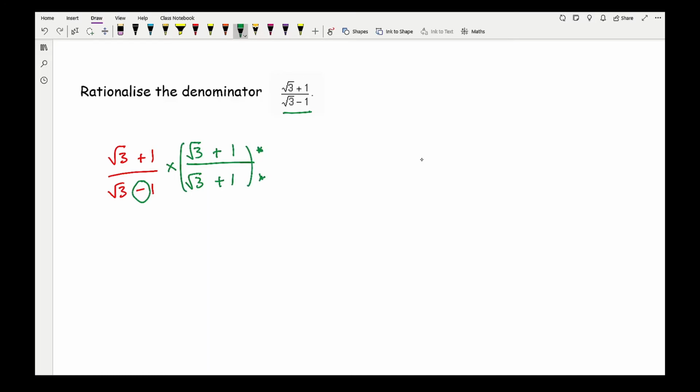Otherwise, you will actually change the value of the fraction. So working through this, I'm going to incorporate some double brackets. So I've got root 3 plus 1, and I've got root 3 plus 1, all over root 3 minus 1 and root 3 plus 1.